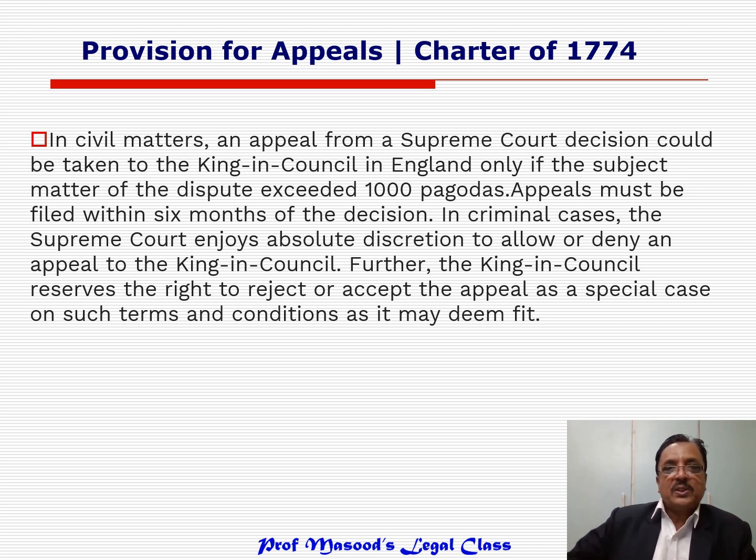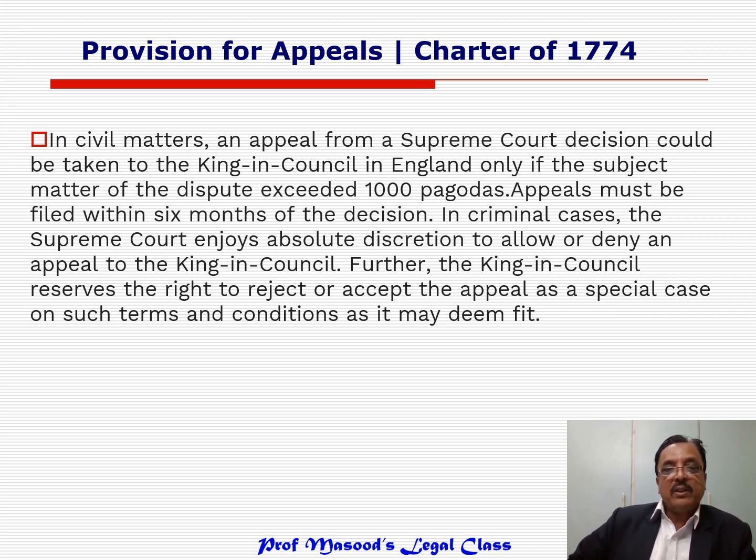Then, provision for appeal, Charter of 1774. How is the appeal made? In civil matters, an appeal from a Supreme Court decision could be taken to the King in Council in England only if the subject matter of the dispute exceeds 1,000 pagodas. Appeals must be filed within 6 months of the decision. In criminal cases, the Supreme Court enjoys the absolute discretion to allow or deny an appeal to the King in Council. Further, the King in Council reserves the right to reject or accept the appeal as a special case on such terms and conditions as it may deem fit.